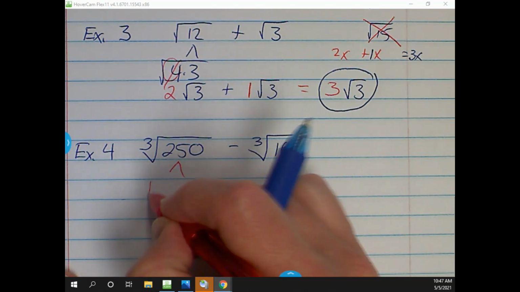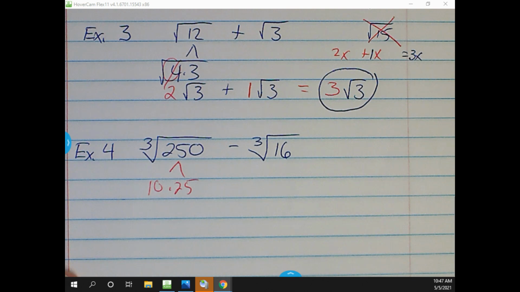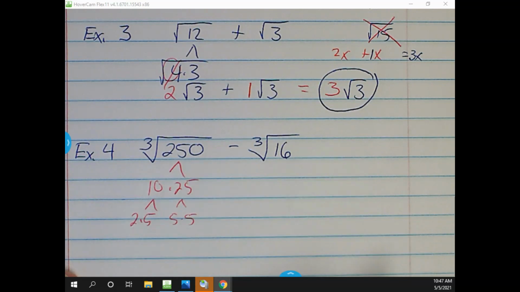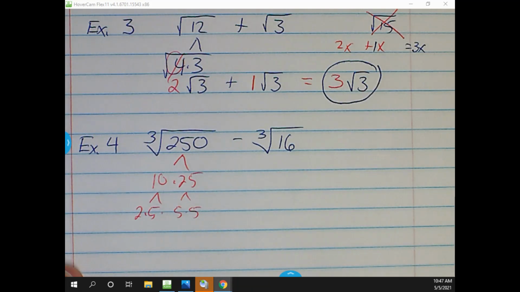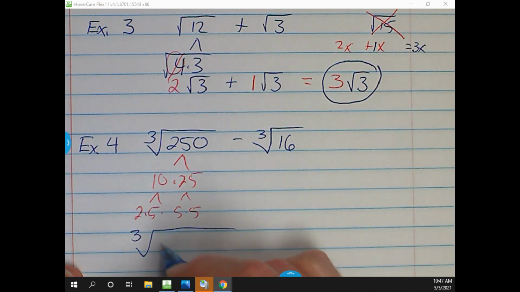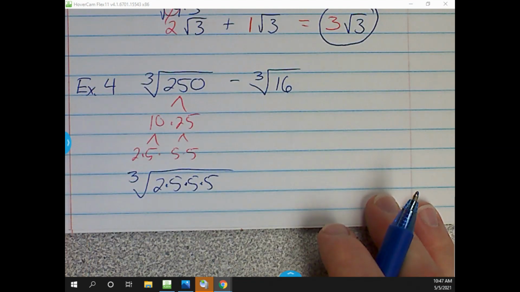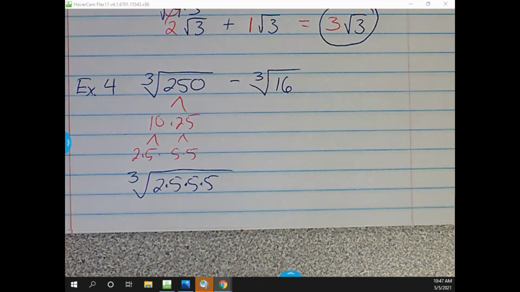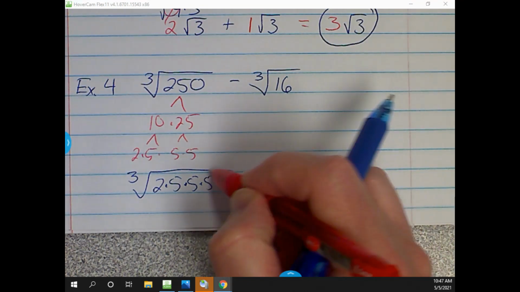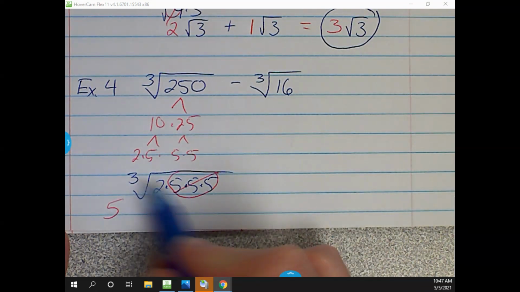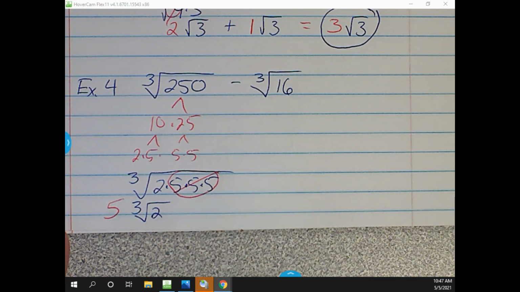Okay, so 250. To me, I'm thinking that's 10 times 25. 10 would be 2 times 5, and then 25 would be 5 times 5. All right, so 250 broken down, there's all our numbers right there. They're already in order. So that's the third root of 2 times 5 times 5 times 5. And with third roots, everything we do is in groups of 3. So there's 3 5s, so we can take the 5 out, and the 2 doesn't have 3 of a kind, so it will stay on the inside. So that's 5 times the third root of 2.